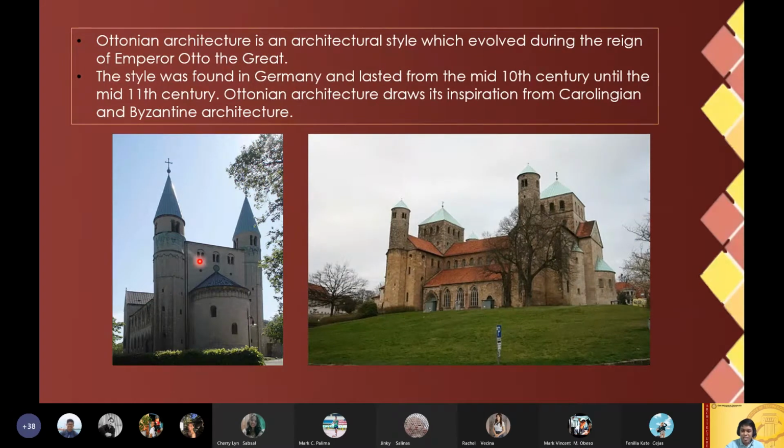Okay. This one here is Church of Saint Syracuse. Nadyo sa akong notes na akong gibutan. Church of Saint Syracuse in Germany. Same with this one. This is also in Germany. This is the Saint Michael Church in Hildesheim. Di ko ba sa bubasa ni mga German na terms. So these are examples of Ottonian architecture.